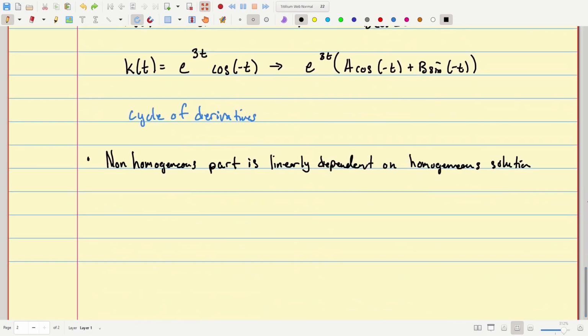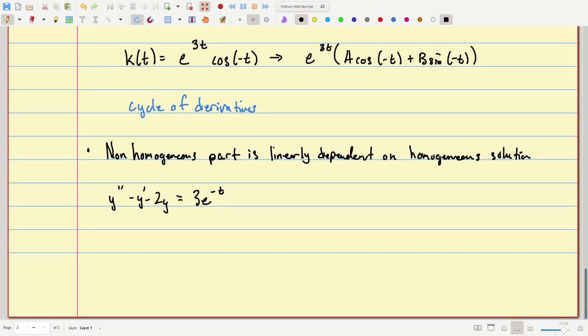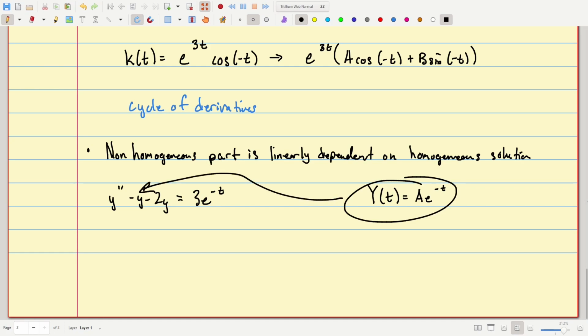So if we look at that kind of example, except I have the right-hand side be this, 3e to the negative t. If I were to make a guess for the homogeneous solution, that was a e to the minus t. If I take this expression and I plug it into the differential equation, what am I going to get?